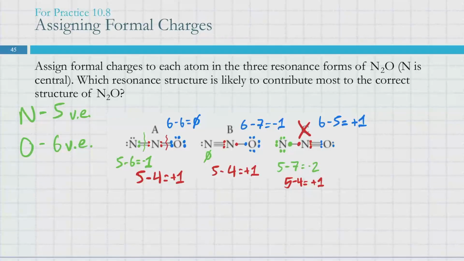How do we choose between A and B? What's different about them? Well, for A, we've got a nitrogen in the middle that's got a +1. Our nitrogen on the left has the -1. In B, nitrogen in the middle has the +1, and the oxygen on the right has the -1. So what we're choosing between, in A, nitrogen has the -1. In B, oxygen has the -1. There's a rule that we have for assigning negative formal charges. Does anyone remember?